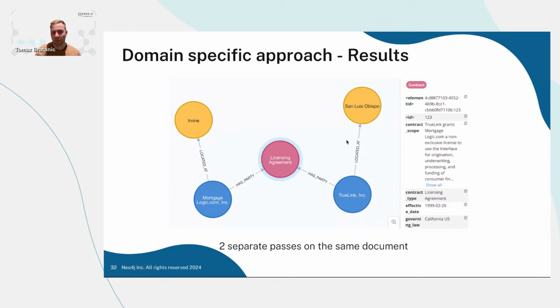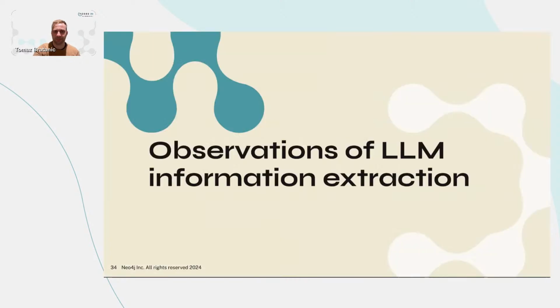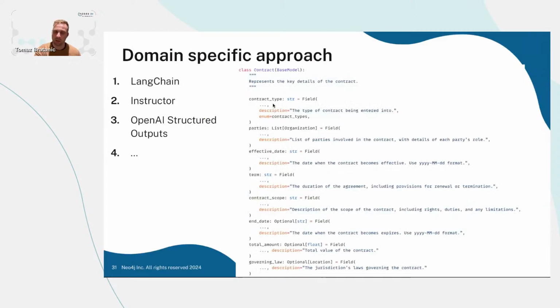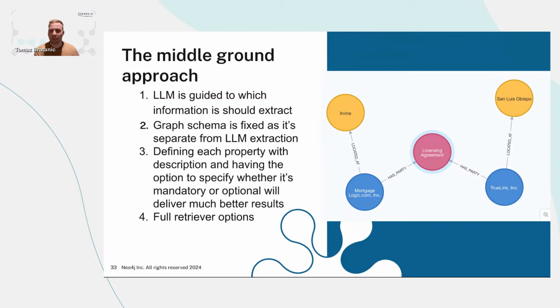So here I have one example, where some information is stored as nodes, but some information is stored as properties as well, right? For example, this agreement has an effective date, a summarized contract scope, and stuff like that. So this is the domain-specific approach, where the LLM is guided exactly on the type of information it should extract, and the schema is fixed. Before, we said to an LLM: extract nodes and relationships. But now we say to an LLM: extract contract type, extract effective date. So the LLM doesn't actually do the graph modeling. The graph modeling is a separate step. So in this case, the graph schema is fixed as it's separated from the LLM.